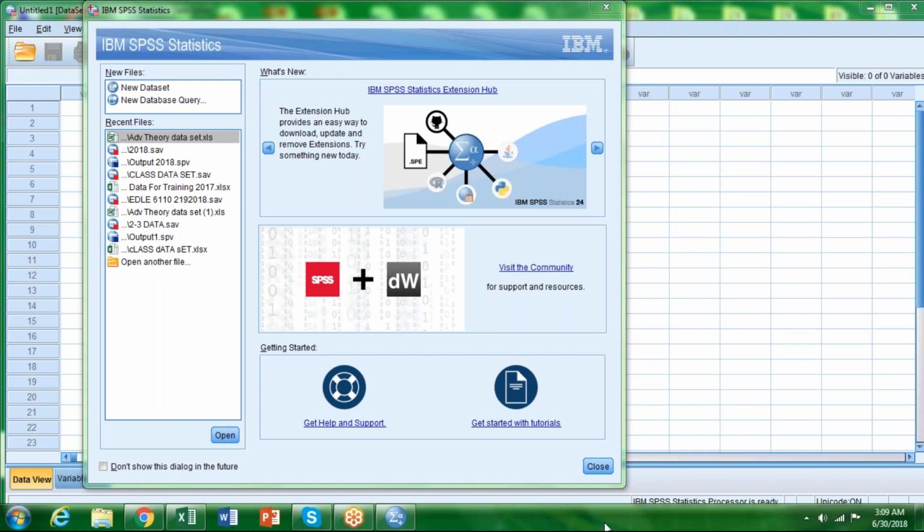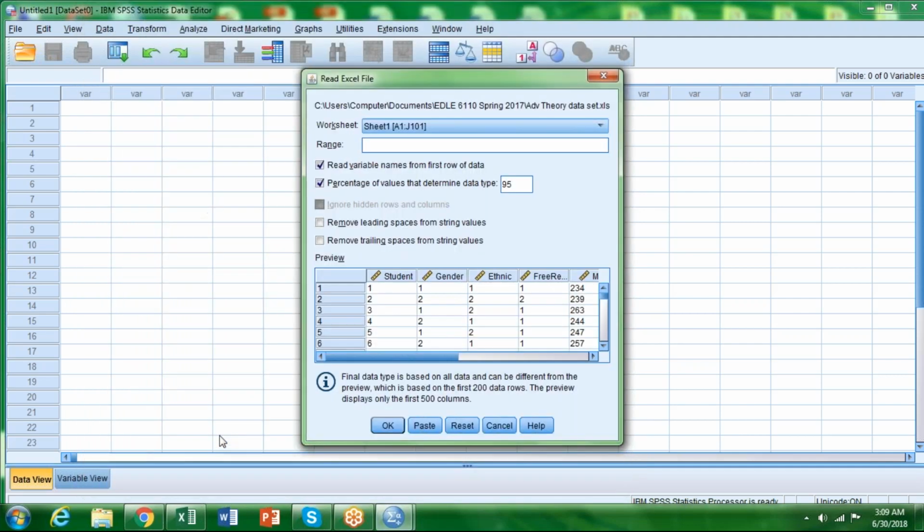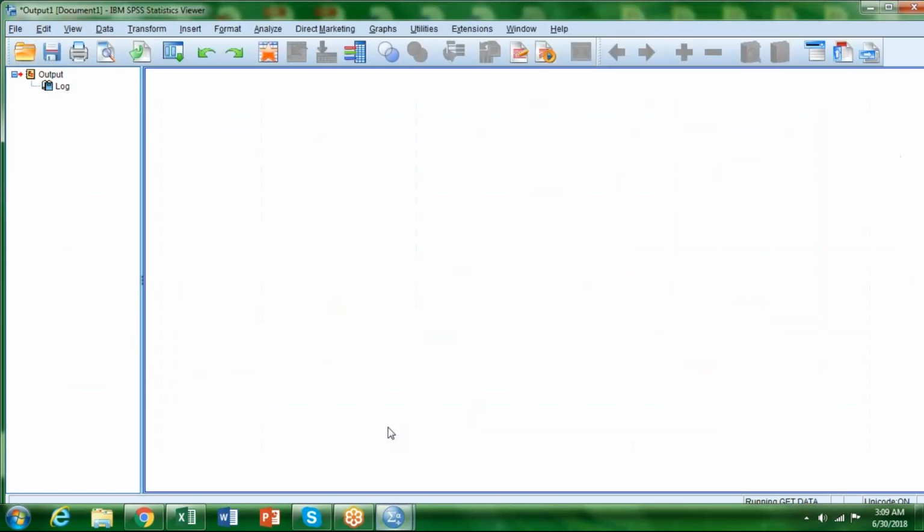As you can see on my desktop, I've opened up IBM SPSS, and I'm going to go ahead and open the advanced theory data set. All of you should have that. Just click on that and say open, and it should open. It asks us what sheet we want to use. We're going to open in sheet 1 because that gives us the data set.